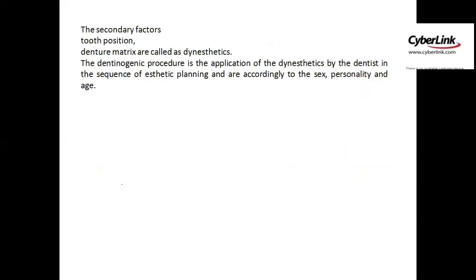The secondary factors are tooth position. Dental matrices are called dentogenics. The dentogenic procedure is the application of aesthetics by the dentist in sequence of aesthetic planning according to the sex, personality, and age.